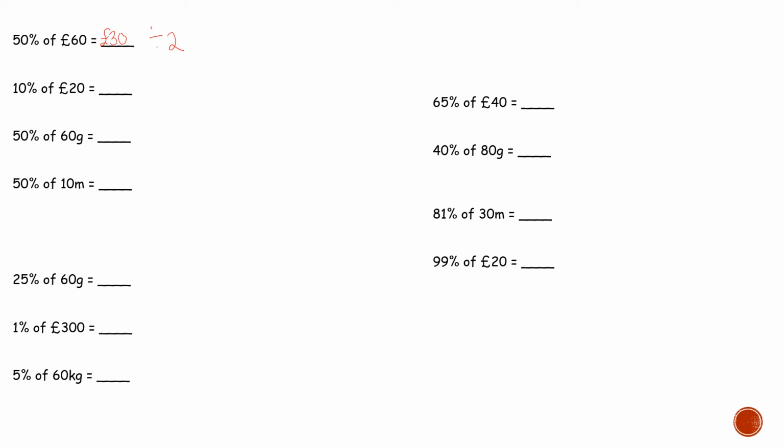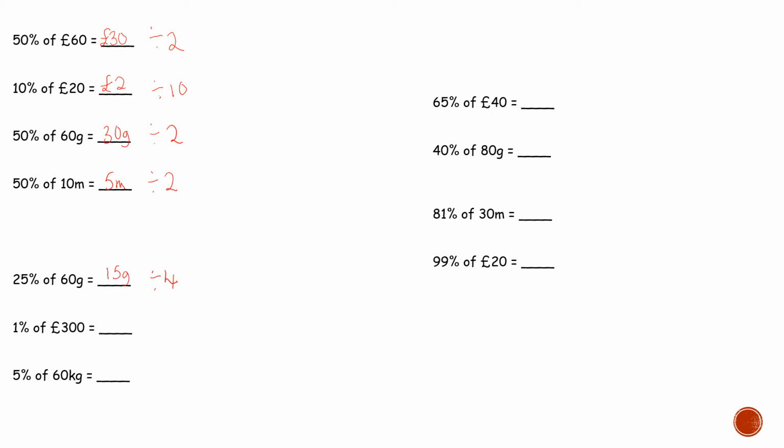So the next one is 10% of £20, and to find 10% we're going to divide it by 10, and 20 divided by 10 is £2. Then we've got 50% of 60 grams, so we're going to divide it by 2, and that will give us 30 grams. And finally, 50% of 10 metres, again, we're going to divide it by 2, so that will give us 5 metres. Next one, we're after 25% of 60 grams, so we're going to divide it by 4. And 25% of 60 grams, when we divide it by 4, is going to be 15 grams.